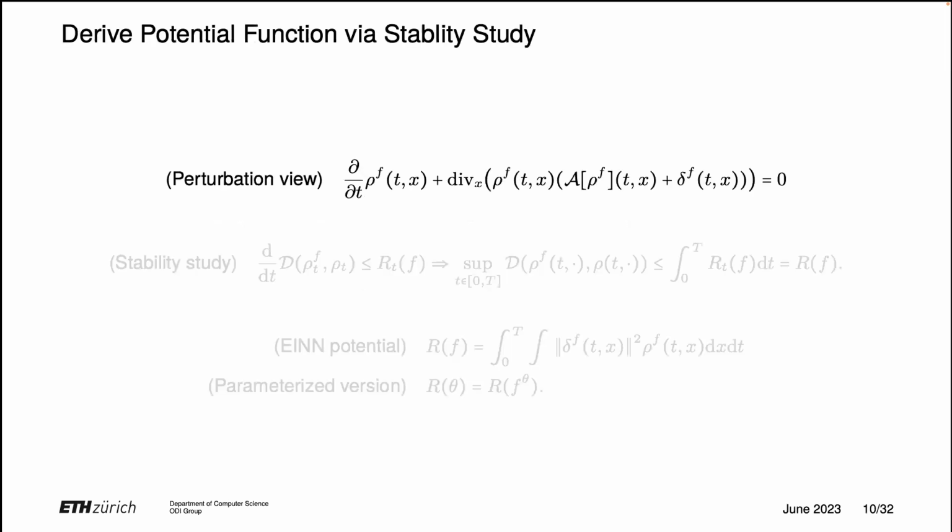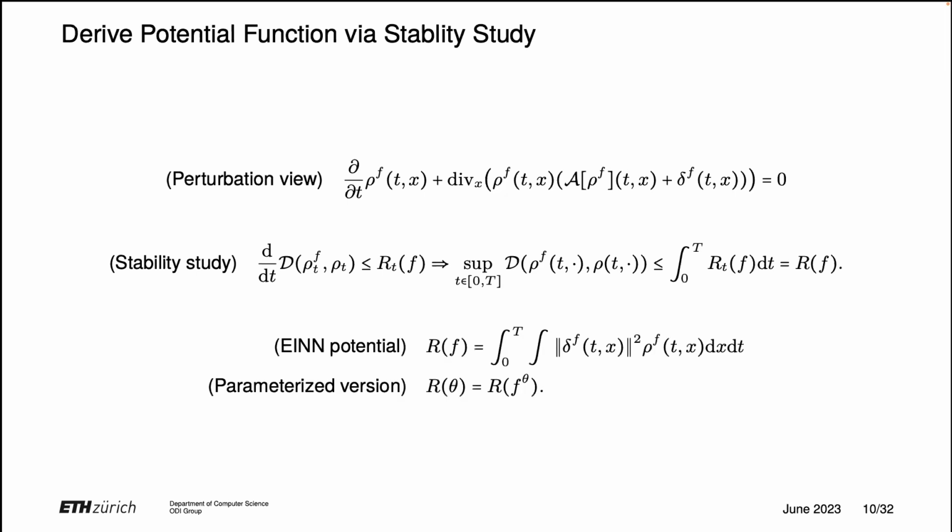Okay, so now that we have this perturbation view, a very straightforward idea would be to do a stability study. So if we pick a proper Lyapunov function D, some discrepancy measure between the hypothesis solution rho t f and rho t, and if we manage to show that the time derivative of this discrepancy measure is controlled by some upper bound, some function of f, let's say it is called R_t(f), and then if we integrate over time from 0 to capital T, we have successfully established this uniform in time control of the distance of rho t f to rho t.